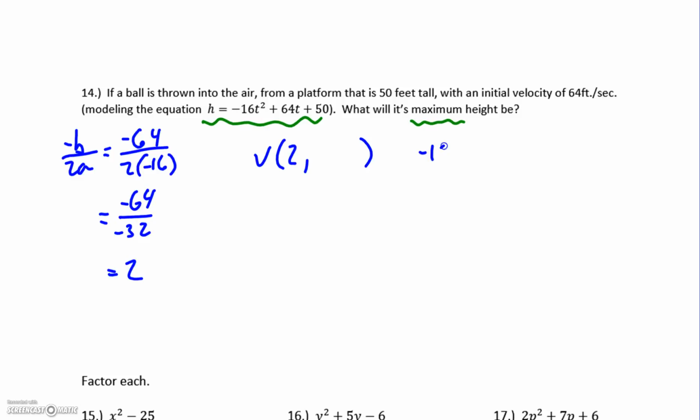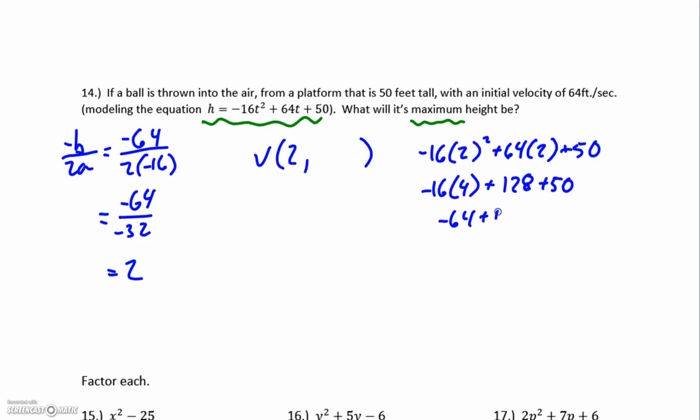So I'm going to do negative 16 times 2 squared plus 64 times 2 plus 50. And now from here, this is going to give me negative 16 times 4 plus 128 plus 50. And that's going to give me negative 64 plus 128 plus 50, which is 64 plus 50, which is 114. And so now the last thing I have to do, I've got the vertex, I just need to interpret this.